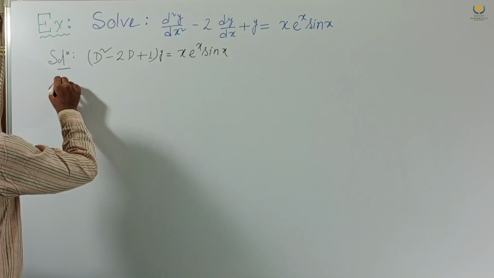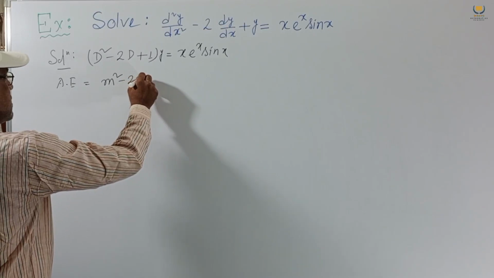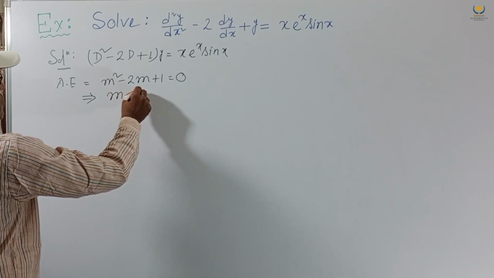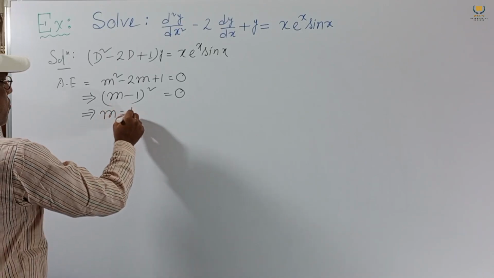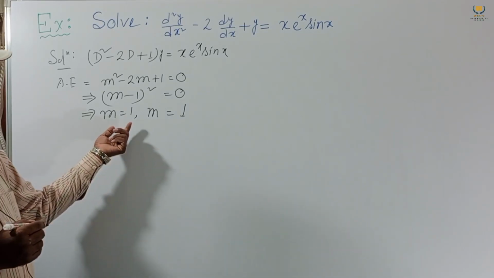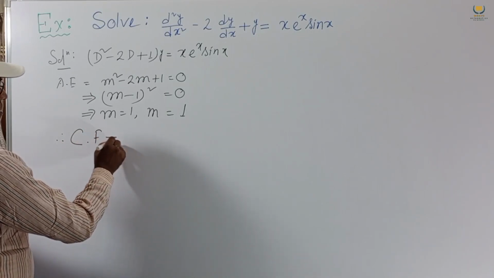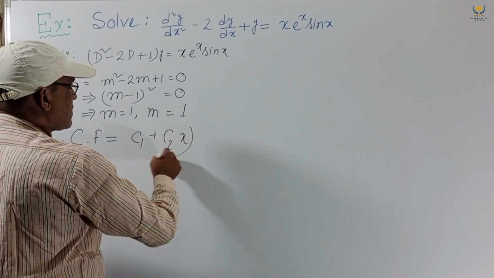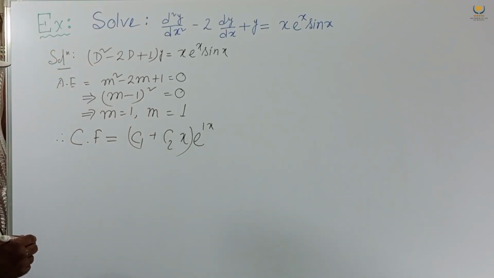So the auxiliary equation is m square minus 2m plus 1 equal to 0, and this equals (m minus 1) whole square equal to 0, so m equal to 1, m equal to 1. These are our roots. Therefore, since the roots are equal, the complementary function is (c1 plus c2 x) e to the power x. These are the complementary function.